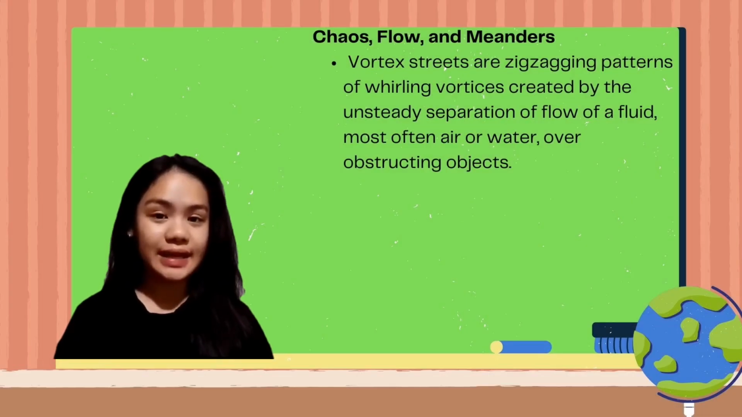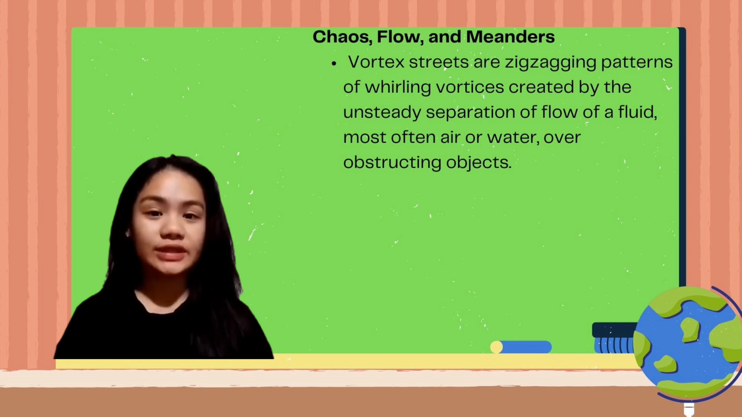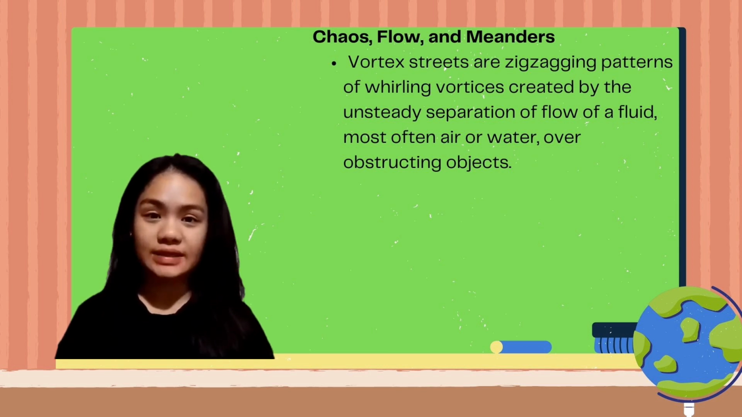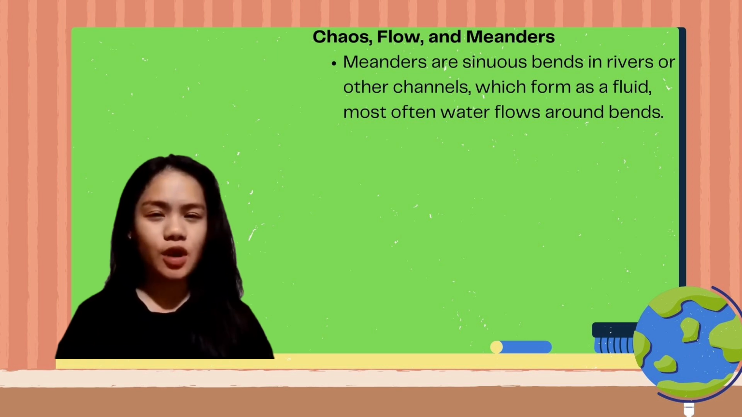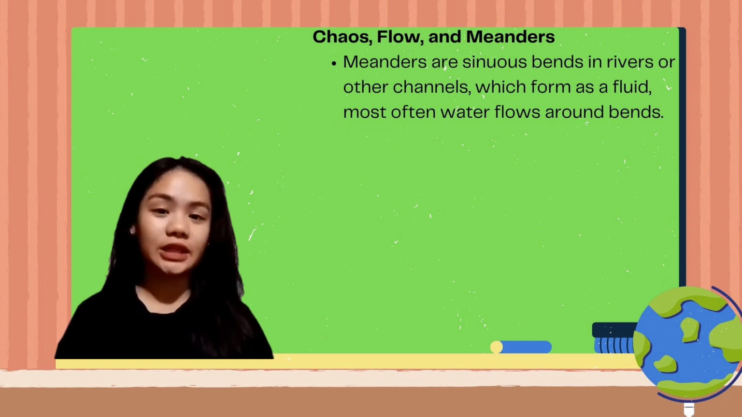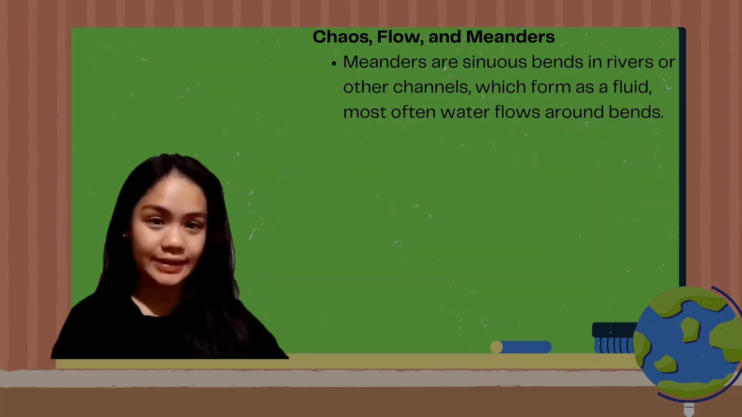Vortex streets are zigzagging patterns of whirling vortices created by the unsteady separation of flow of a fluid, most often air or water, over obstructing objects. Meanders are sinuous bends in rivers or other channels, which form as a fluid, most often water, flows around bends. As soon as the path is slightly curved, the size and curvature of each loop increase as helical flow drags material like sand and gravel across the river to the inside of the bend.